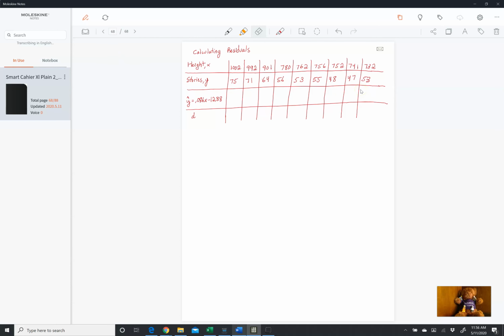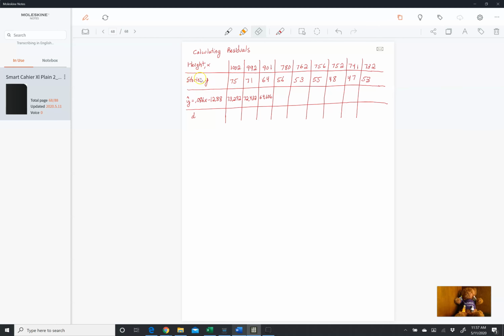Okay, so then when we plug 1002 into our equation, so we're doing 0.086 times 1002 minus 12.88, we get 73.292. So notice I'm rounding to 3 decimal places. Here we get 72.432. Then we get 64.606. Notice the predicted is not all that far from the observed, okay?